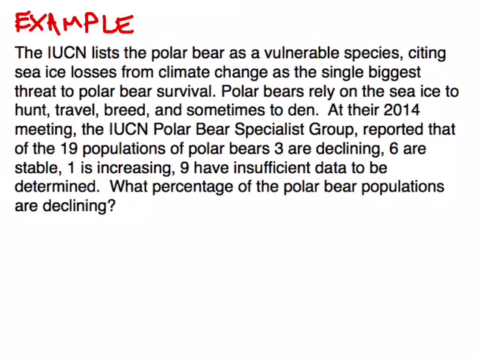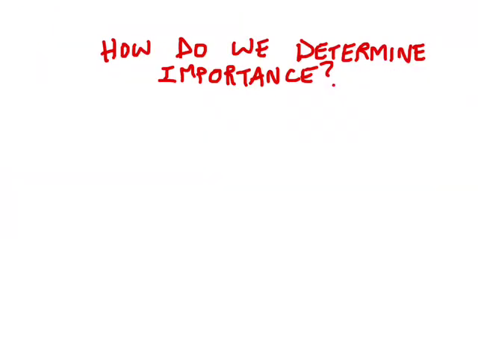Well, if we think about this, there's a lot of information in it, but most of it is actually not useful to us in terms of our purpose. And so we kind of have to think, what information here do I need? What's the important stuff? And that gets us to our big question for this lesson. How do I determine importance? So if I'm trying to solve this polar bear question, how do I determine what information is important to me and what information doesn't matter?